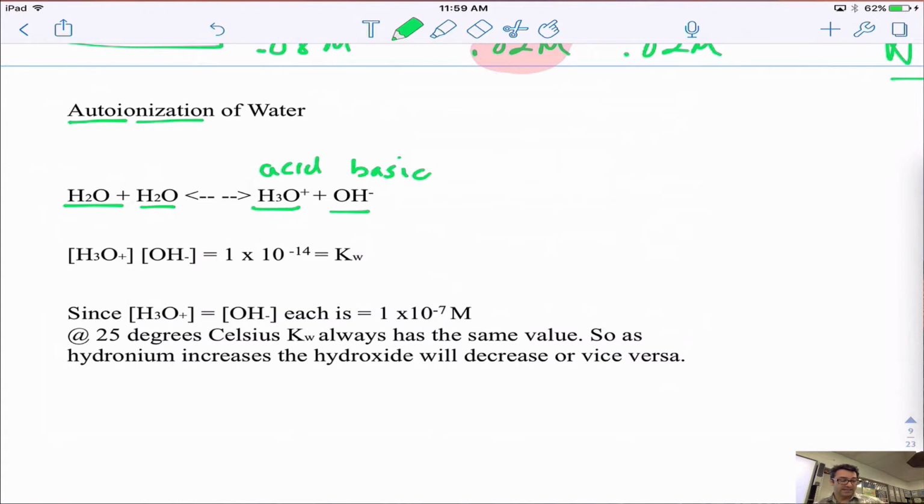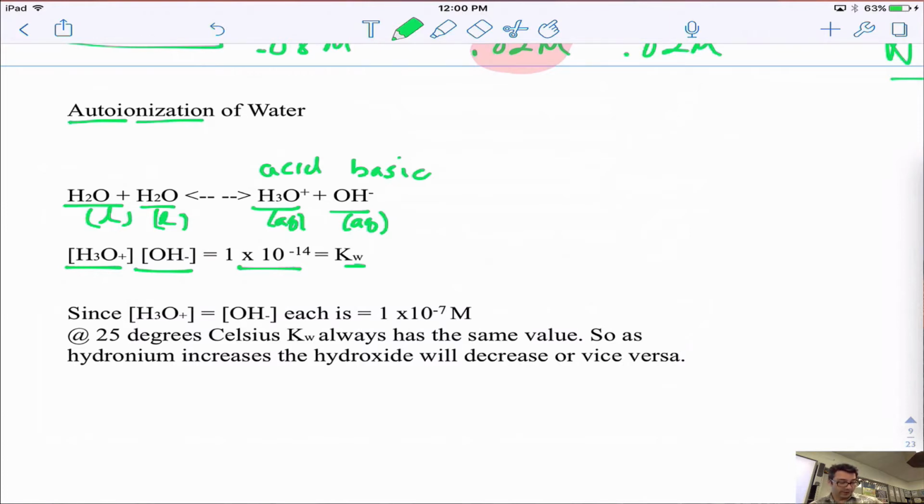Now we can actually write a K value for this. The H2O are liquids, the H3O plus are aqueous, so my K for this, called Kw, will look like H3O plus times OH minus, which are the two products, over 1, because the H2Os are liquid. And this K value actually has a set value at a specific temperature of 25 degrees Celsius, which is 1 times 10 to the negative 14th.